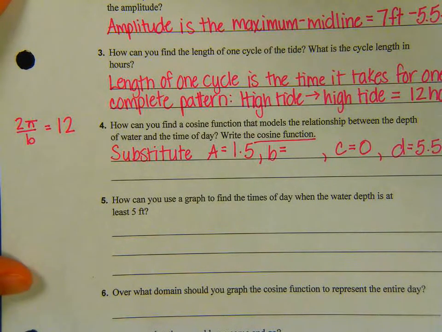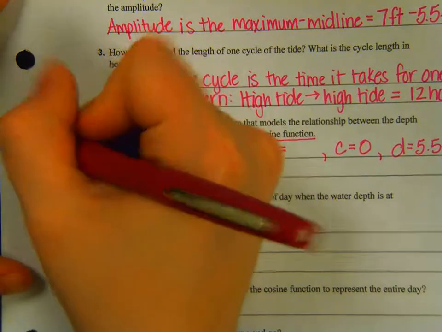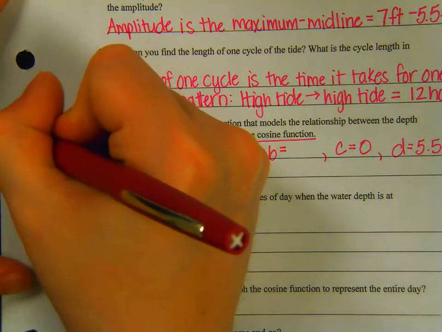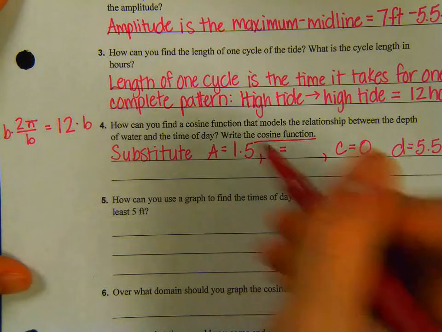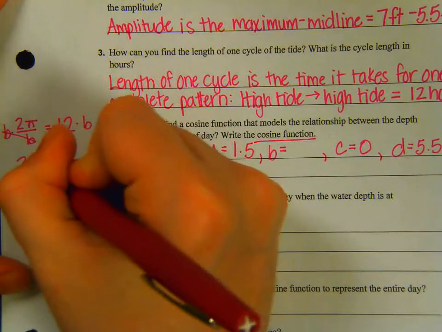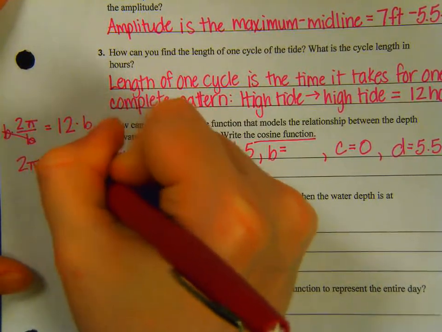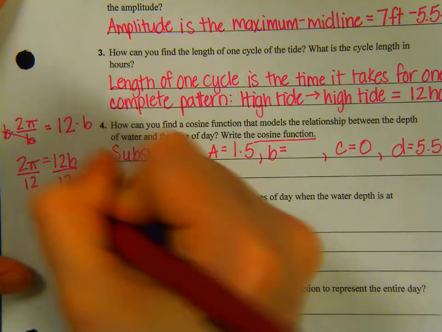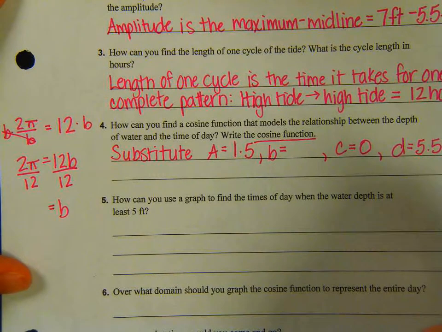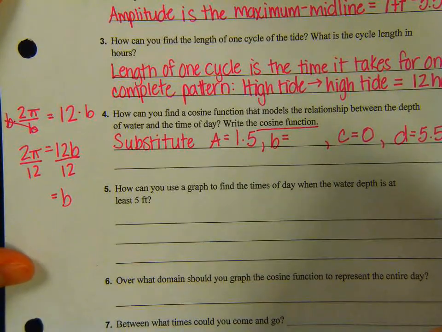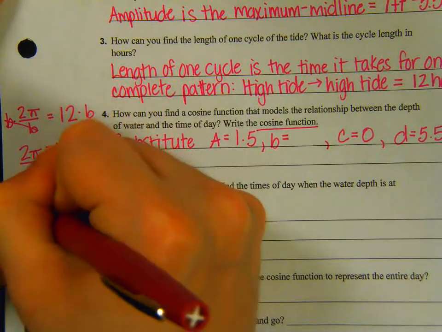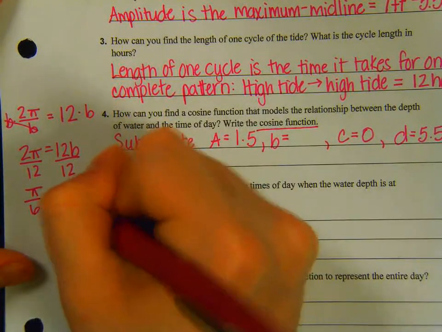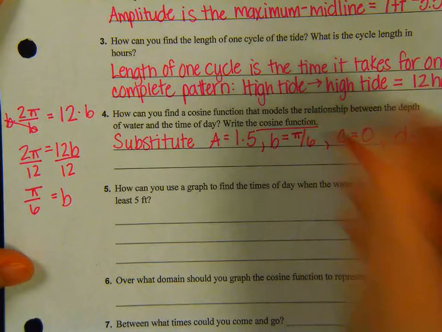So how would I solve for B? We would want to multiply by B. So the B's cancel. I end up with 2 pi equals 12B. And then divide by 12. So B is equal to 2 pi over 12. Or how would I simplify 2 pi over 12? Pi over 6. Pi over 6. So now I have my B value over here.